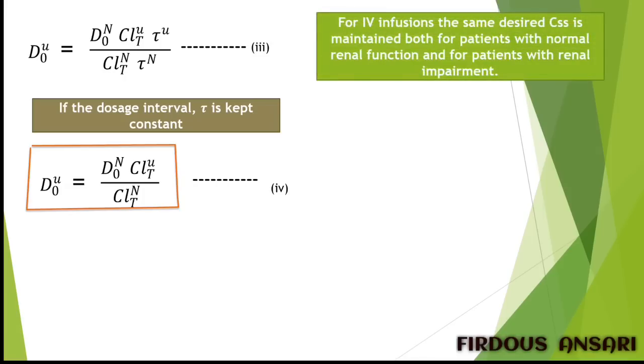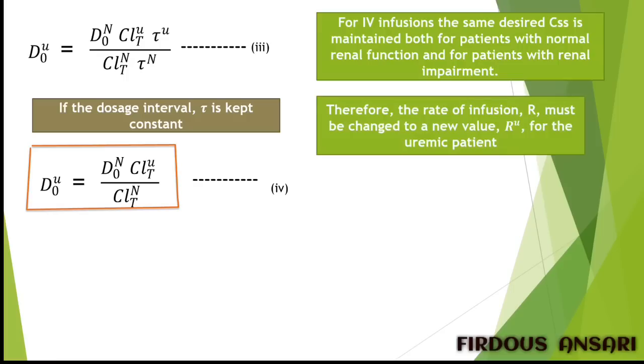For intravenous infusion, the same desired steady state concentration is maintained both for a patient with normal renal function and for a patient with renal impairment. Therefore, the rate of infusion R must be changed to a new value, that is RU. RU means rate of infusion for a uremic patient. So, we have the normal equation, steady state concentration equals R, that is rate of infusion, divided by total body clearance in a normal patient, which will be equal to rate of infusion for a uremic patient divided by the total body clearance in a uremic patient. Let it be equation number 5.